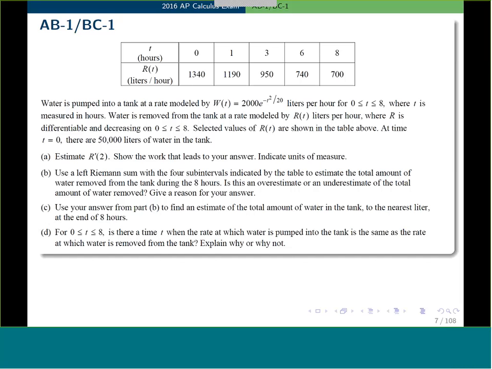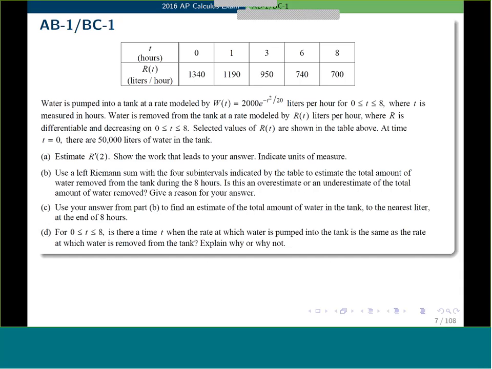So this one is about water being pumped into a tank at a rate modeled by a function W. Water is removed from the tank at another rate modeled by a function R. We know all of this is happening between 0 and 8, and R has some special properties. And we also know that at time t equals 0, there are 50,000 liters of water in the tank.